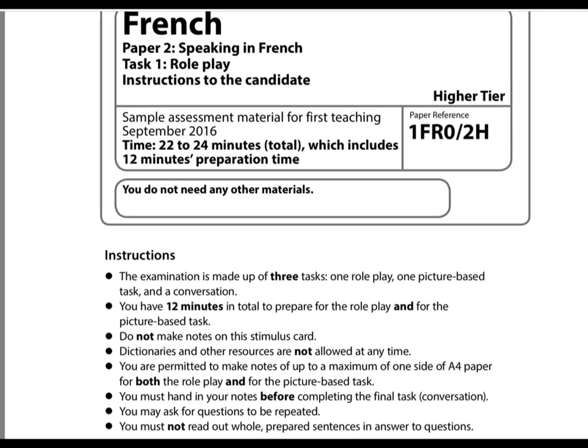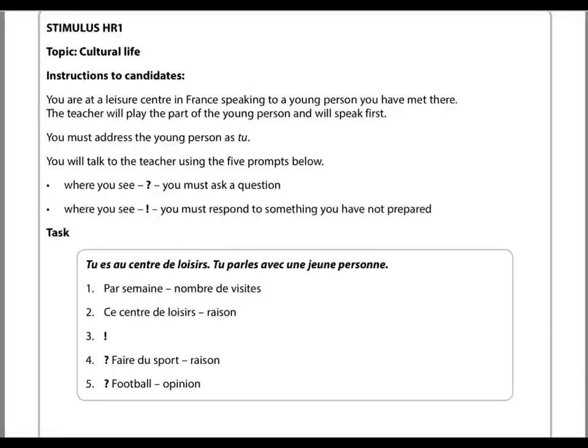You will be able to have one sheet of paper, and you can make notes on it during that time. And you're allowed to take that piece of paper into the oral exam with you. Obviously, this piece of paper will then be handed over to the teacher before the general conversation part of the oral begins. Now, it's very important that if you look on the screen at the instructions, you will see that dictionaries and other resources are not allowed during this 12-minute preparation time, okay? But you are allowed to make notes up to a maximum of one side of A4 paper, and that these will be taken away from you before the general conversation begins.